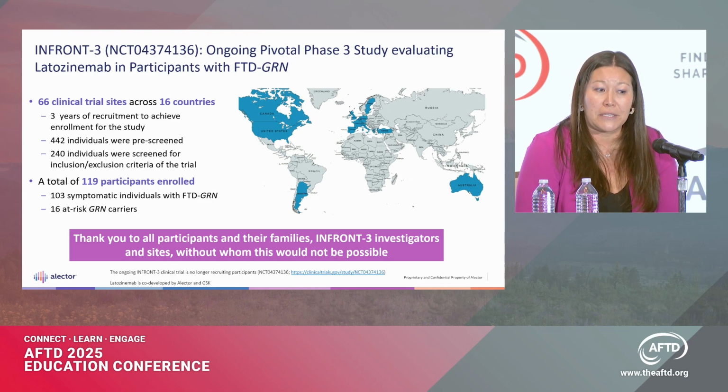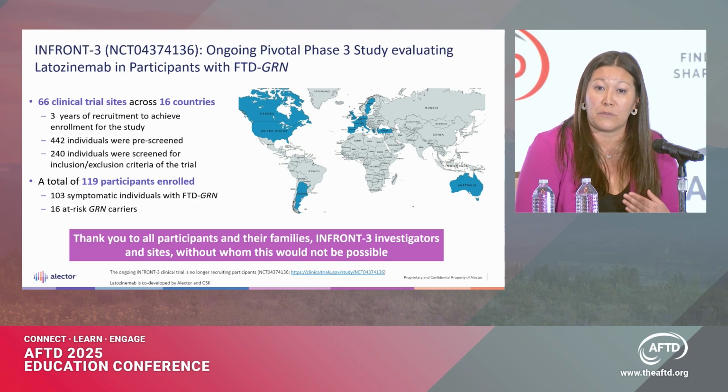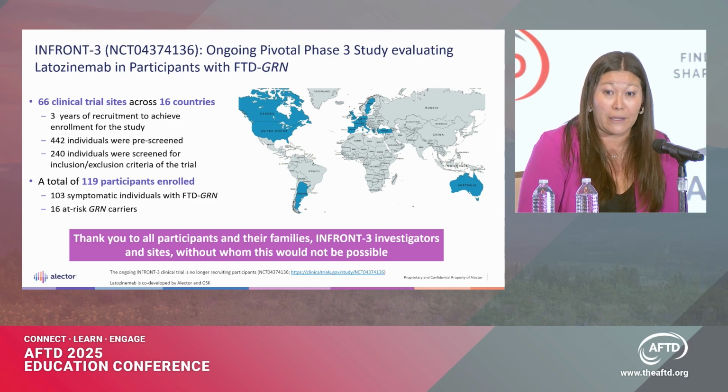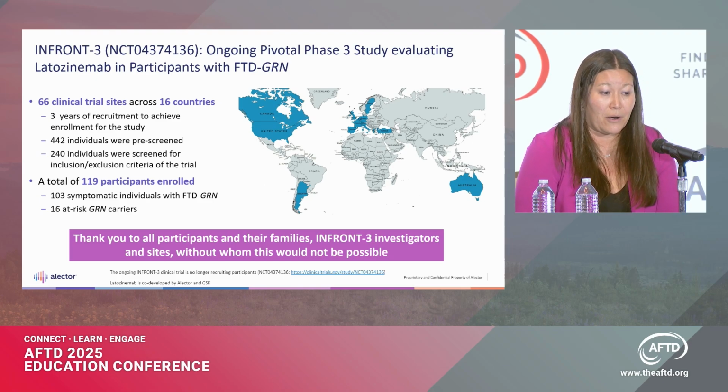And as part of that, we pre-screened 442 individuals, and 240 individuals were screened for inclusion and exclusion criteria. The 442 individuals that were pre-screened could have been screened for things like, do they have the progranulin mutation? Do they have an elevated neurofilament level? And then the 240 were for other criteria that the individuals would have to meet in order to be a part of the trial.